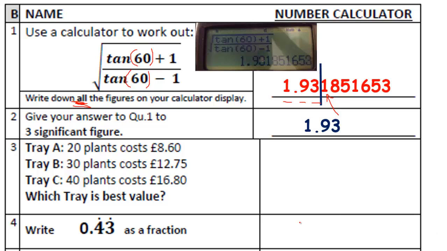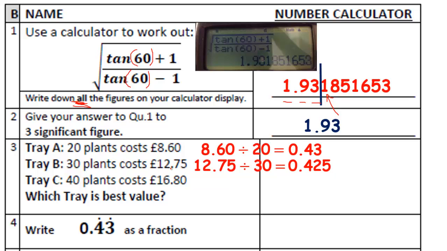Question 3, as we did before, we're going to work out the cost of 1 plant. So we're going to divide £8.60 by 20. Write down the answer. That's what came up on the calculator. 1275, we're going to divide that by 30. What's the next one? 1680, we're going to divide that by 40.